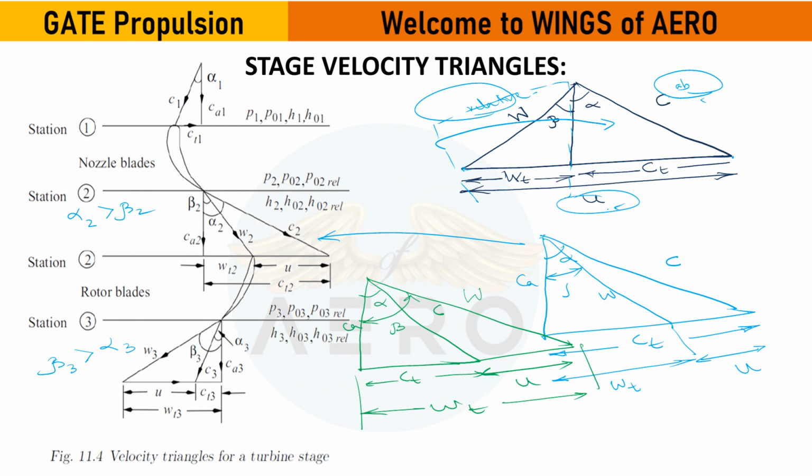Is it clear or not? See, you don't have to memorize this. You just remember one thing: which one is higher? Alpha is higher when the flow is entering the rotor, and beta is higher when it is leaving the rotor. If you know that, then you can bring out the constructions accordingly. No need to memorize so hard.